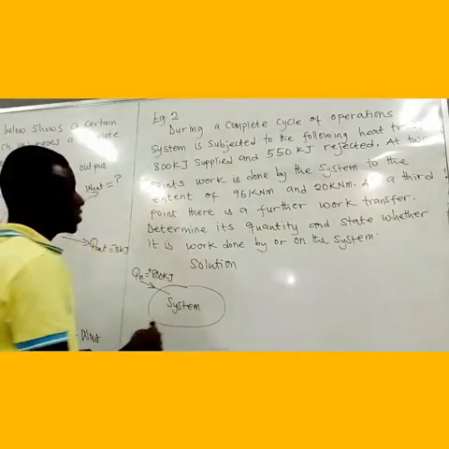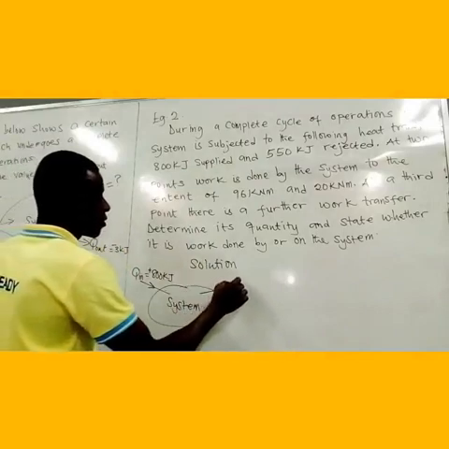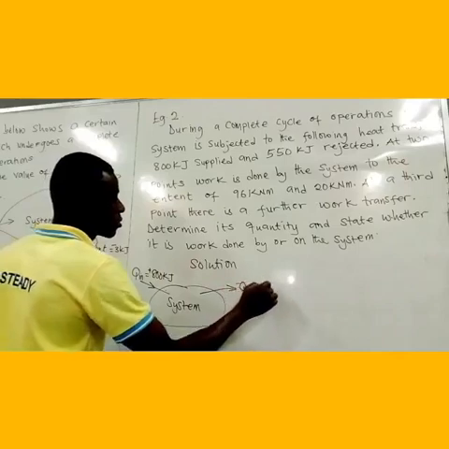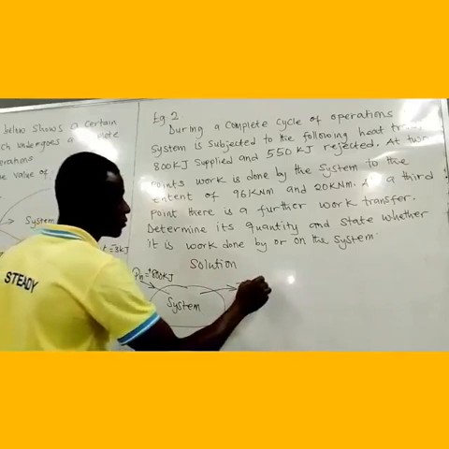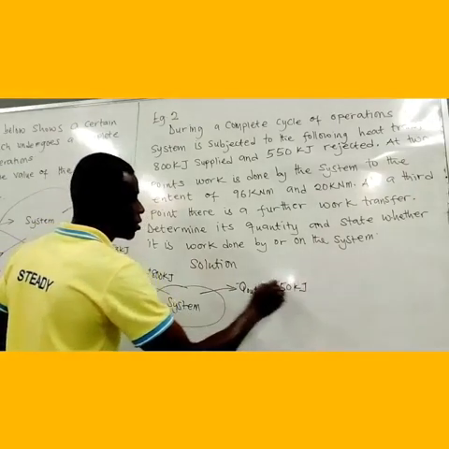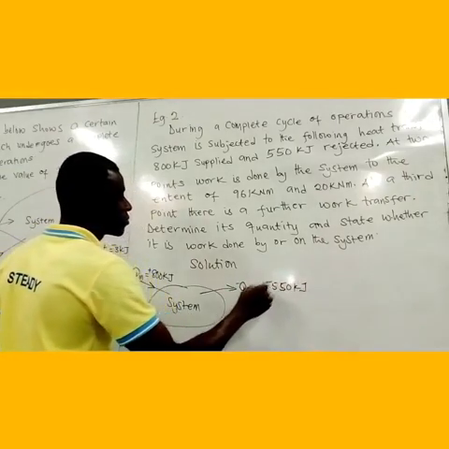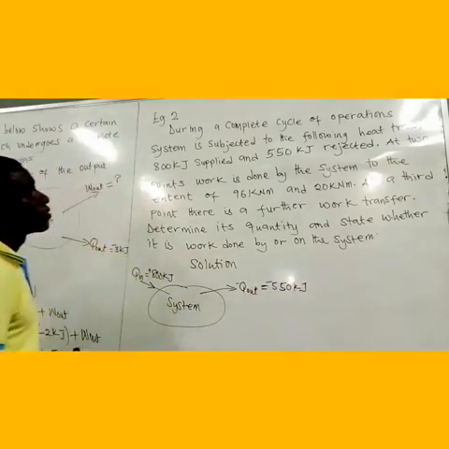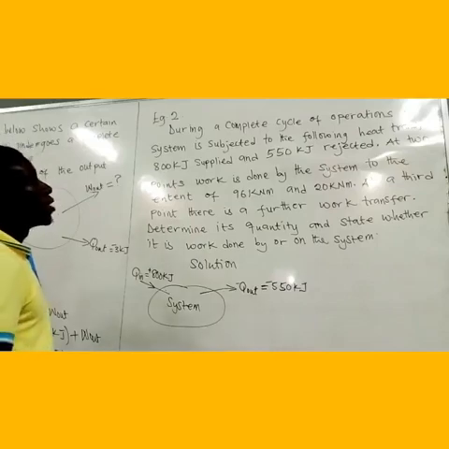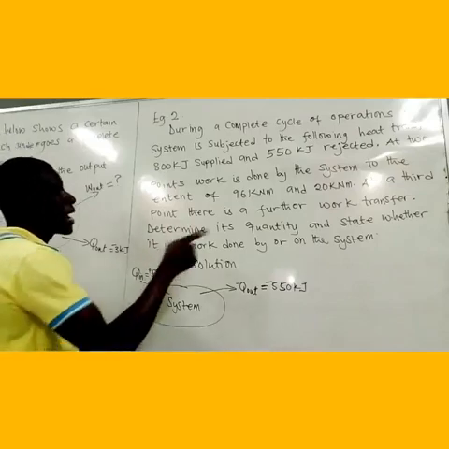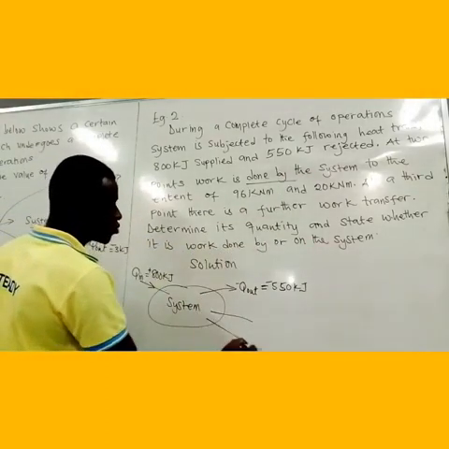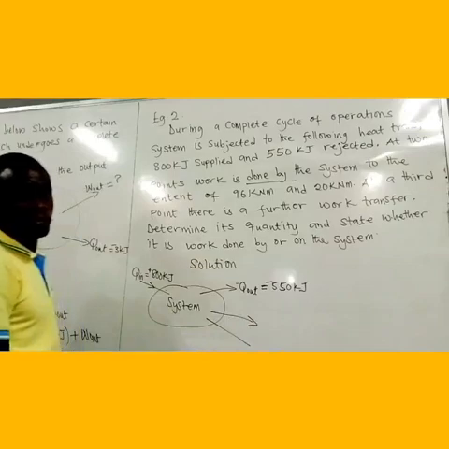And 550 rejected. Q out, or Q rejected, 550 kilojoules, and it's rejected, so negative. At 2 points, there is work done by the system.